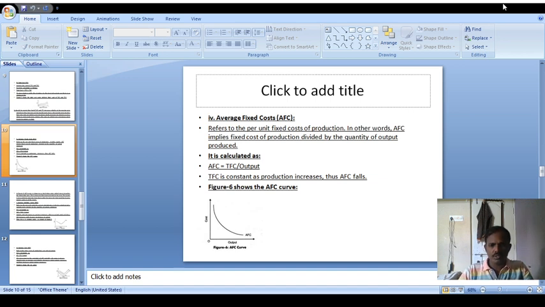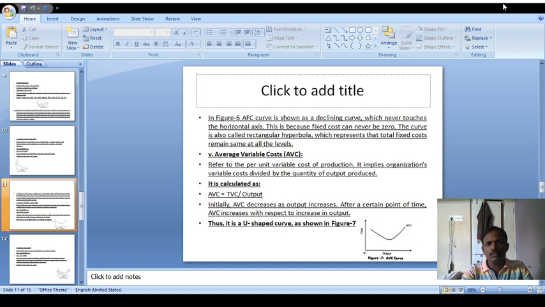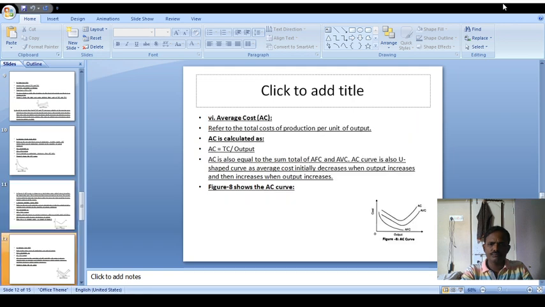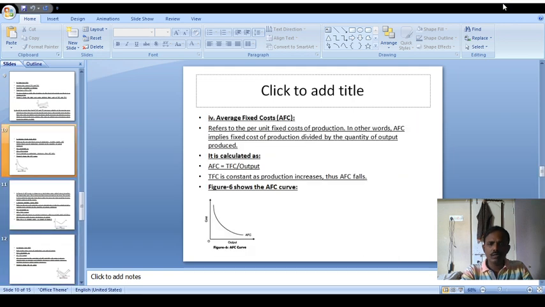The figure shows the AFC curve. In the figure, the AFC curve shows a declining curve which never touches the horizontal axis. This is because cost can never be zero. The curve is a rectangular hyperbola.